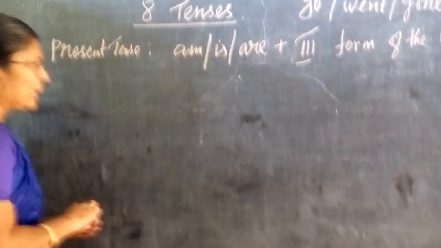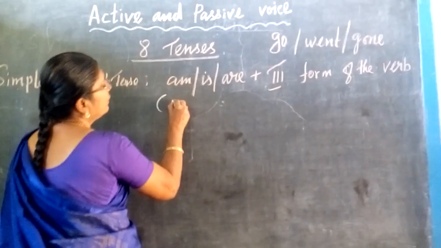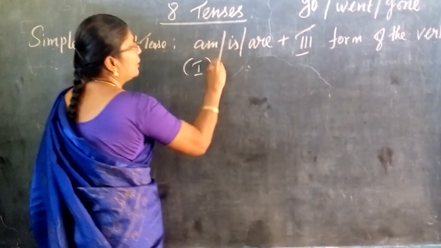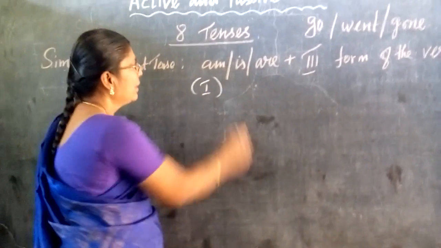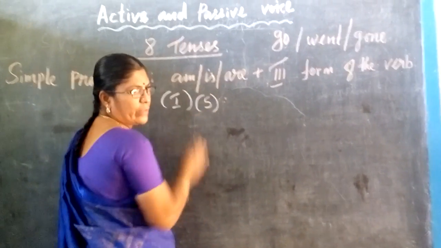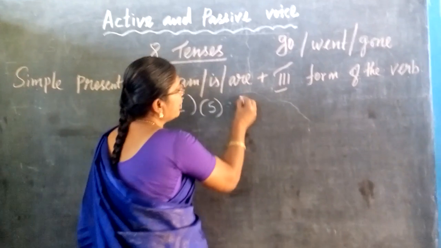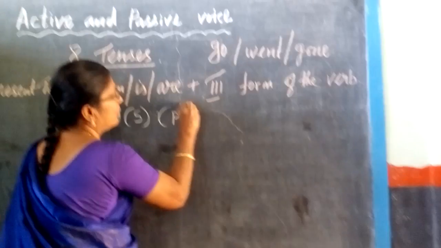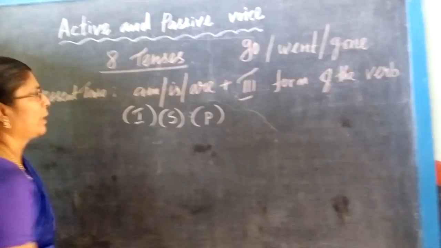Am you are using only for I. The word am, you have to use with I. Is you are using for singular. Are you are using for plural.